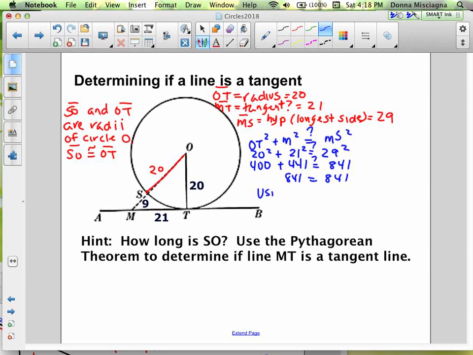So using the converse of the Pythagorean theorem, that's why I wanted to have this one. We had to have one that works out. Triangle OMT is a right triangle, making angle T a right angle.